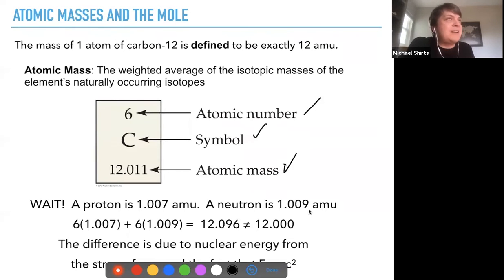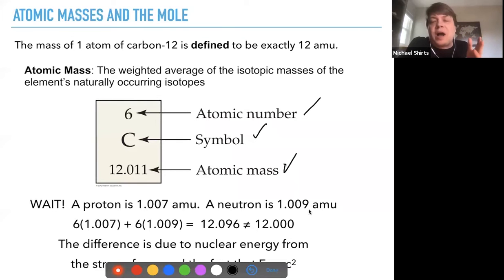But once they're assembled, if you have 6 neutrons and 6 protons together, they will always have the same mass. And we define that as the exact amount of 12 AMU.